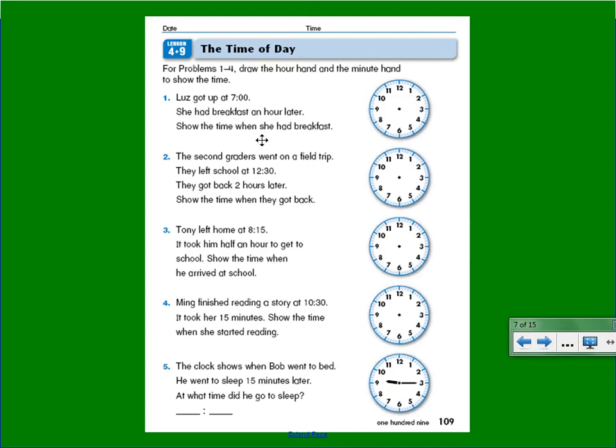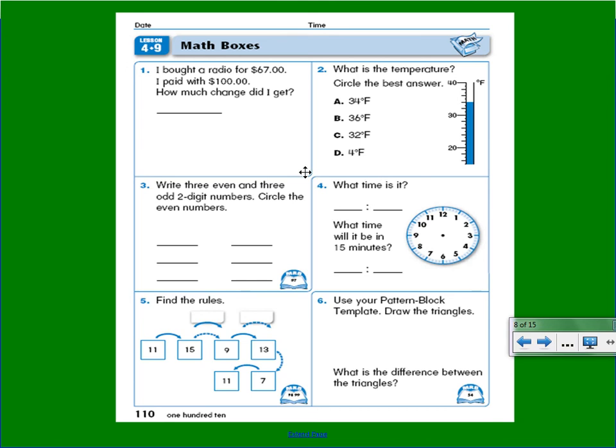This is a review of the time of the day, so 1 through 4, you're going to write the hands on the clock, and down here you're going to solve this math problem. This is your math box on 110, so you're going to do these, and these are all reviews. Here you find the rules, so 110. So when you sit down, these are the things you will be doing, page 107, 108, 109, and 110.